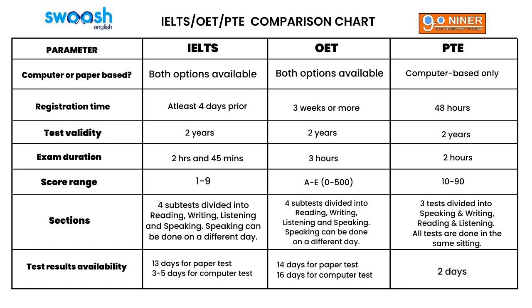Now, the availability of the test results will be within 13 days for your paper delivered IELTS test, or 3 to 5 days, much faster, for the computer delivered test. But for OET, it's between 14 and 16 days usually. So it's a bit longer compared to the amount of time that you will have to wait for your test results to be released for IELTS.